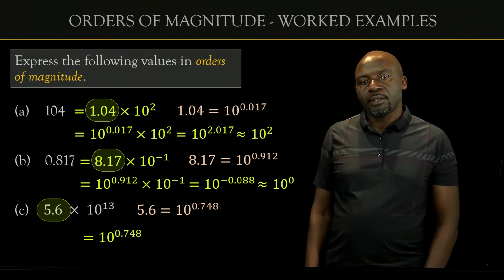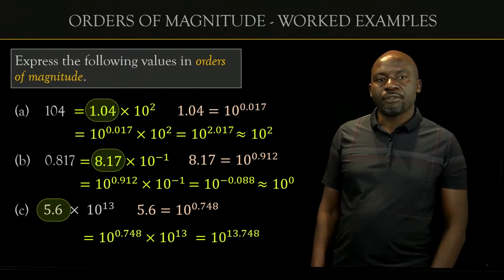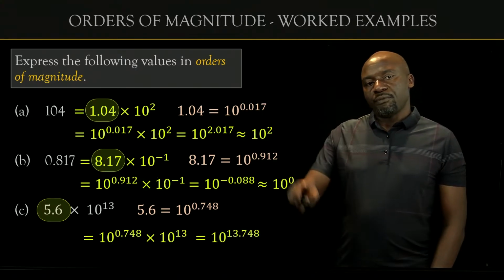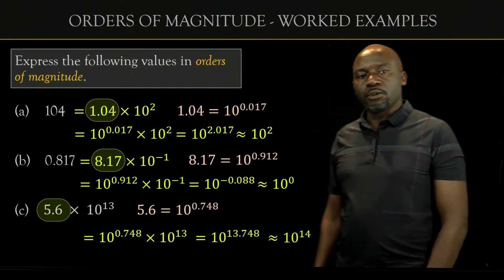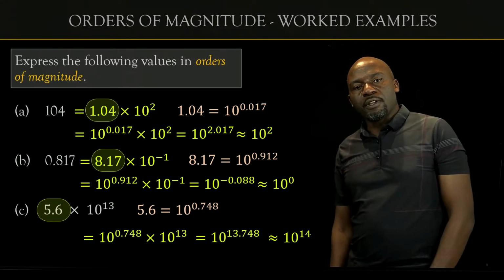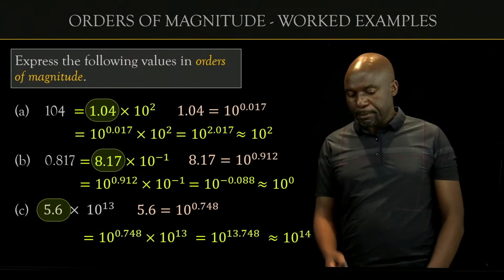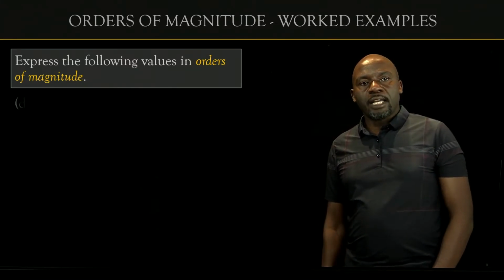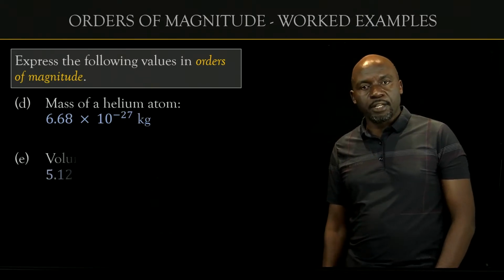So now I will put that here and multiply by 10 power 13. 10 power 0.748 multiplied by 10 to the power of 13 gives me 10 to the power of 13.748. If we round that off to the nearest integer, we get 10 to the power of 14. And so in orders of magnitude, 5.6 times 10 power 13 is the same as 10 to the power of 14. Now, like I've said, we don't always have to do all these calculations, as we will see.